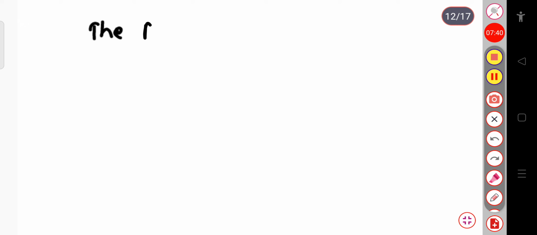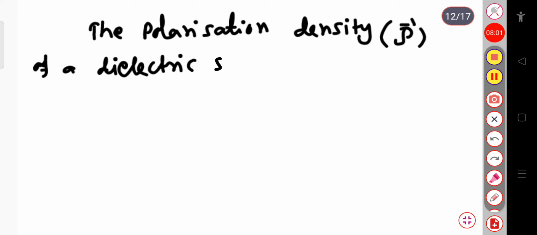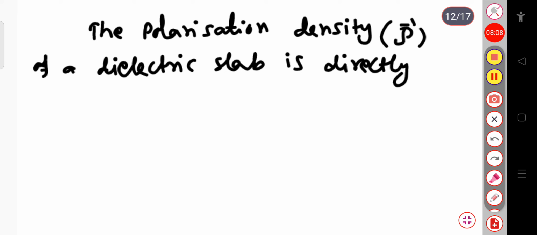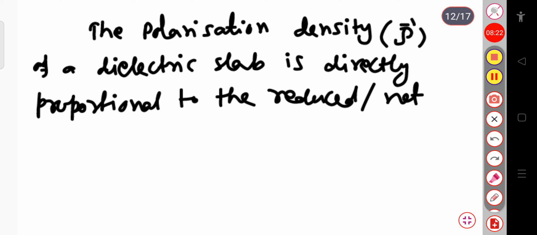Now we will discuss electric susceptibility. The polarization density P vector of a dielectric slab is directly proportional to the reduced or net value of the electric field.